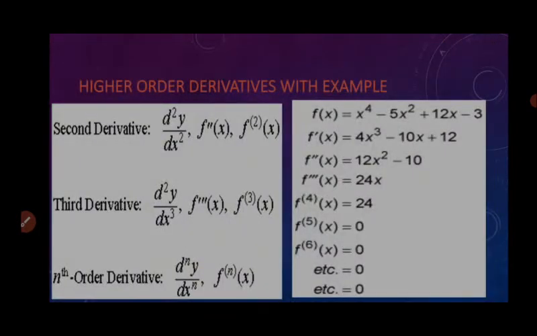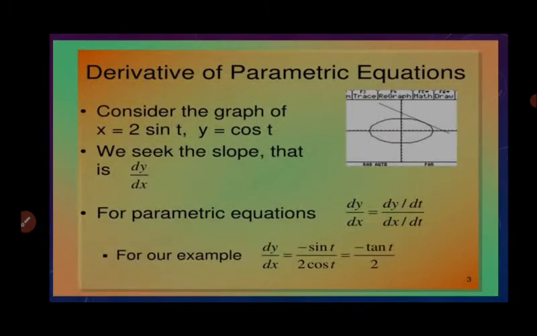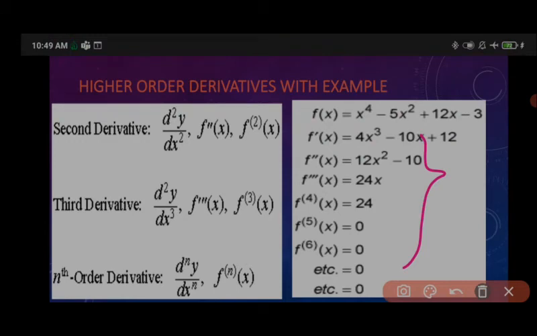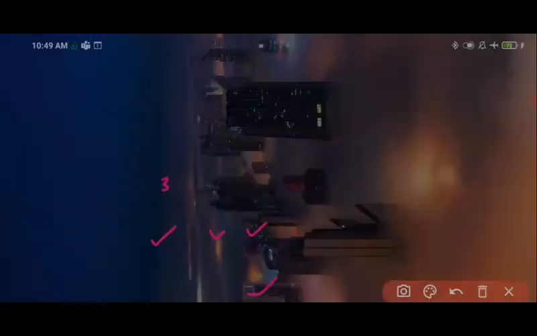Next is higher order derivatives. Higher order derivative means a function is differentiated twice or more than twice. Like dy by dx is differentiated, so we get d2y by dx square, which is also denoted by f double dash x or f2x. Next, the third derivative, three times. Next, n times.